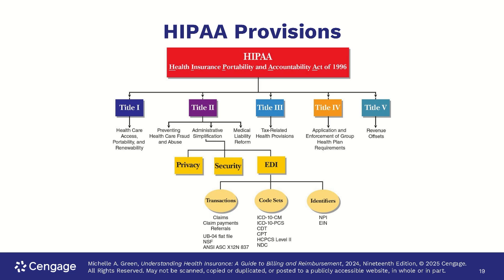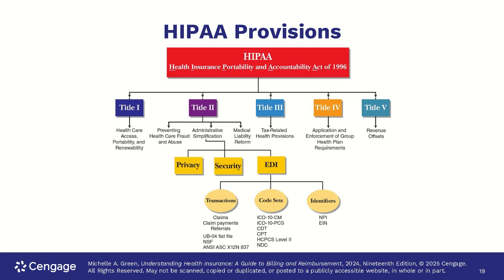Then we have what are known as identifiers. These are mandated for our claims: NPI, National Provider Identification Number. So physicians, nurse practitioners, physician assistants, they have NPI numbers. And then we have the EIN, which is the Employer Identification Number. So literally, each of these laws, or these titles, I should say, has their own thing going on.